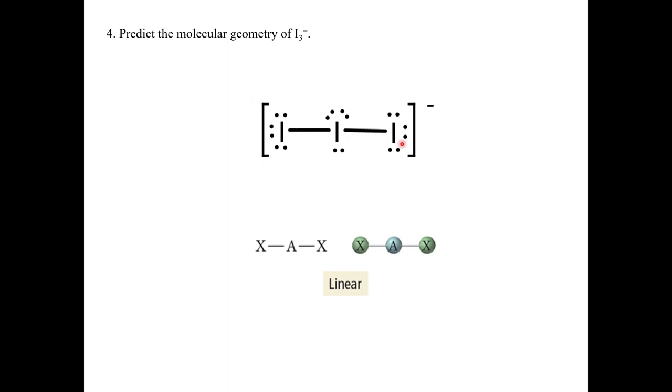The molecular geometry here is linear, even though we do have 5 electron groups. 3 of them are lone pairs, and all you have to do is draw them with straight lines, and that shows that all 3 atoms are in the same plane.